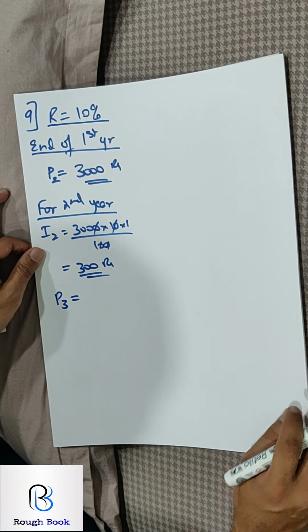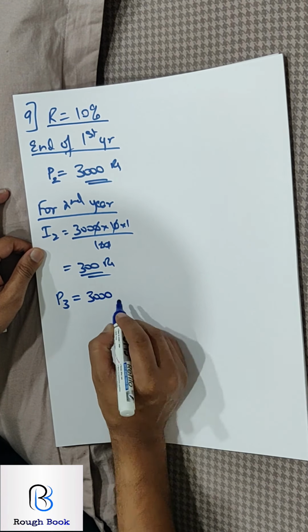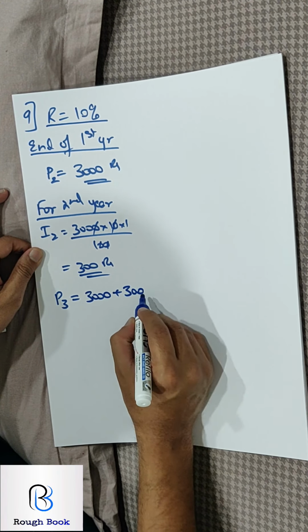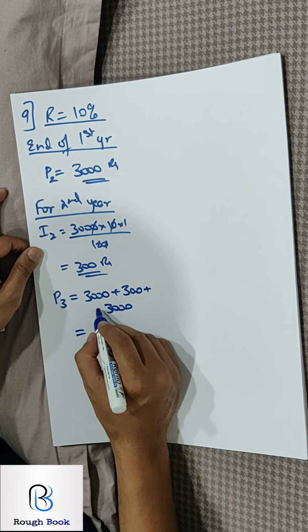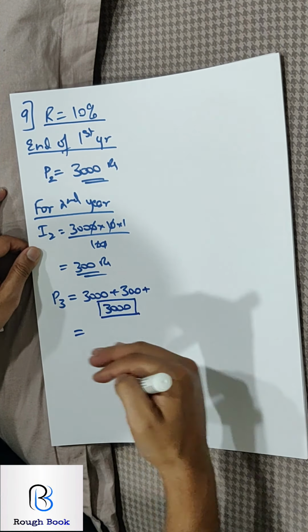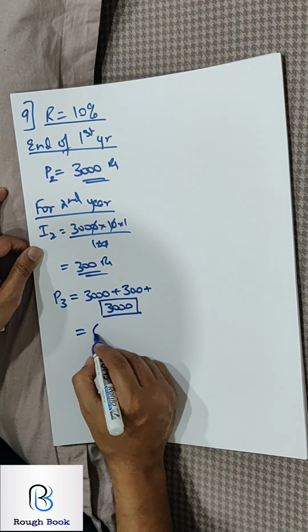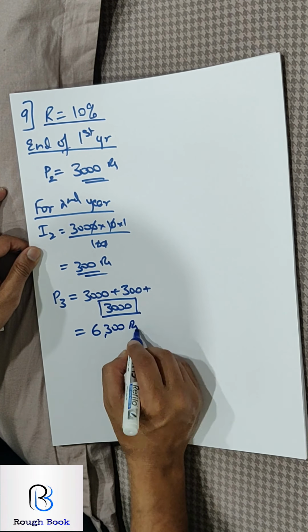Stop the video, try it and then come back. So my original money plus the interest. Yes, if you have done this, super. Plus another 3,000. Why this 3,000? Because at the end of the year he is depositing it. So I get 6,300 then.